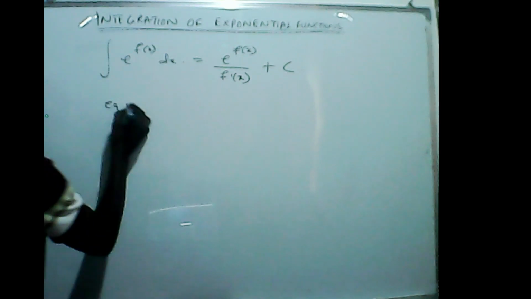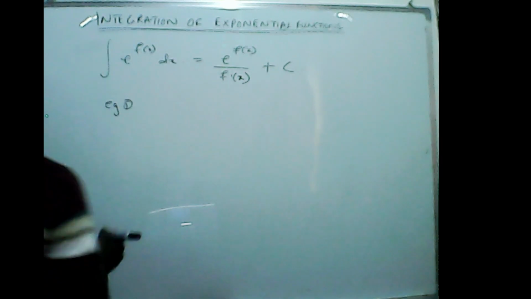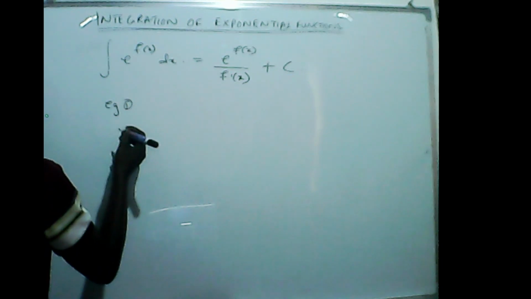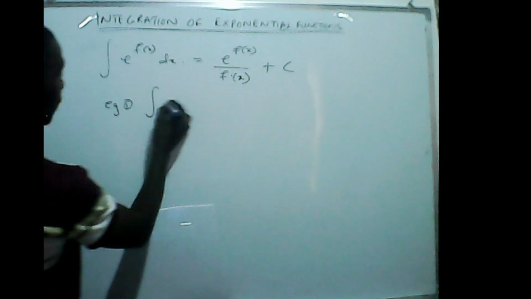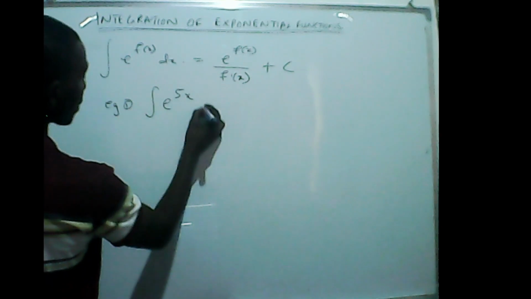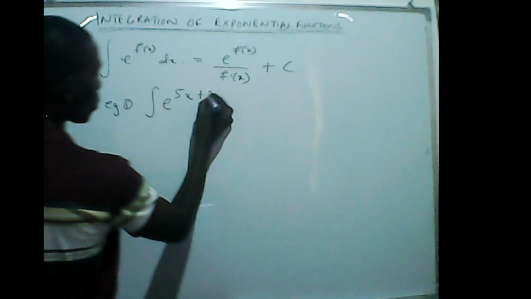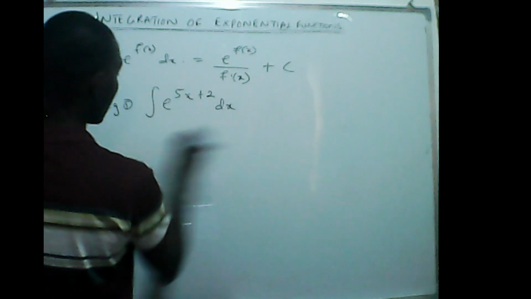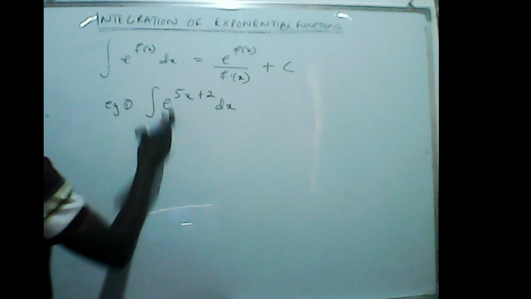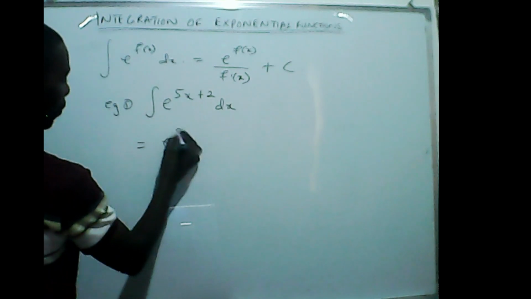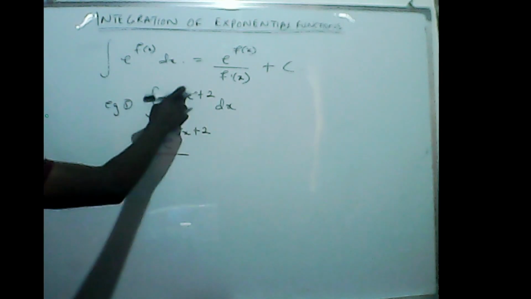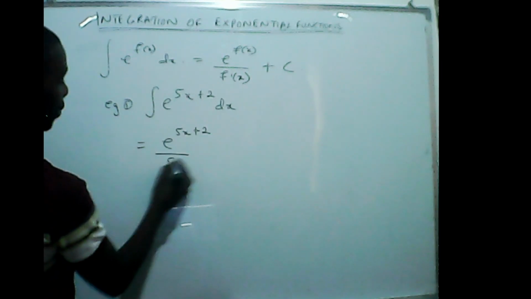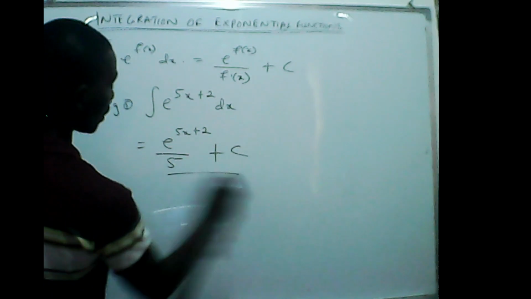Let's take, for example, let's say we are given the integral of e to the power 5x plus 2 dx. This can be written as e to the power 5x plus 2 all over the derivative of 5x plus 2, remember it's 5, plus a constant of integration.